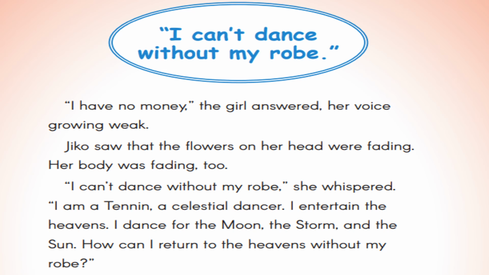I have no money, the girl answered, her voice growing weak. Jiko saw that the flowers on her head were fading. Her body was fading too. I can't dance without my robe, she whispered. I am a Tannen, a celestial dancer. I entertain the heavens. I dance for the moon, the storm, and the sun. How can I return to the heavens without my robe?